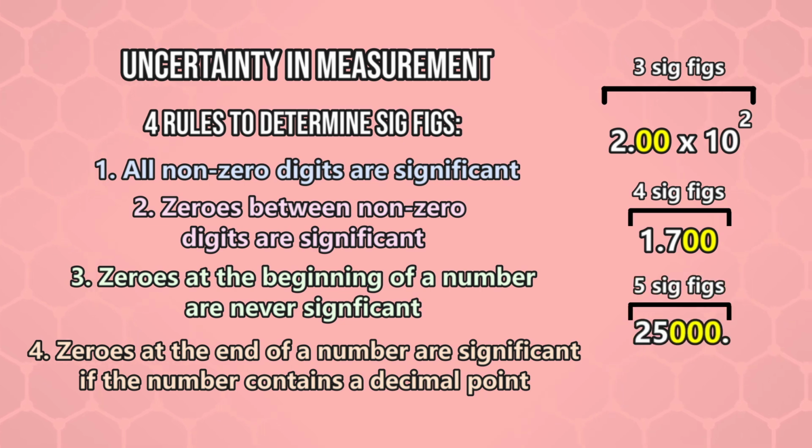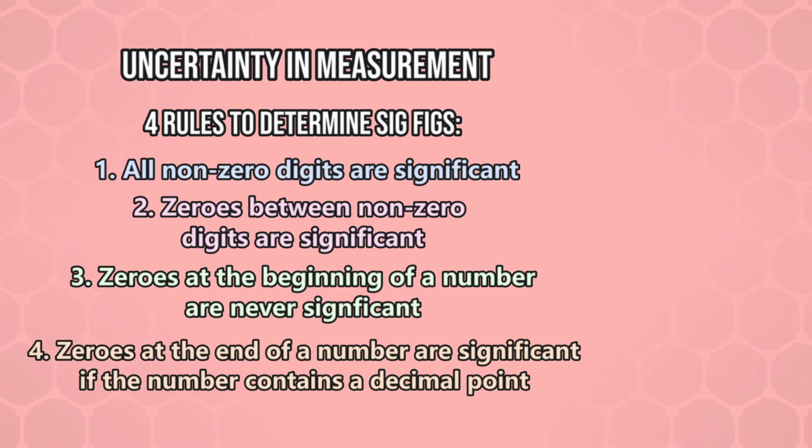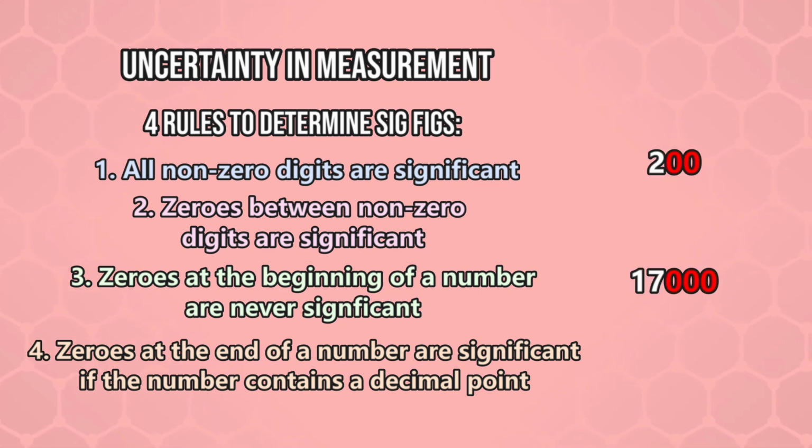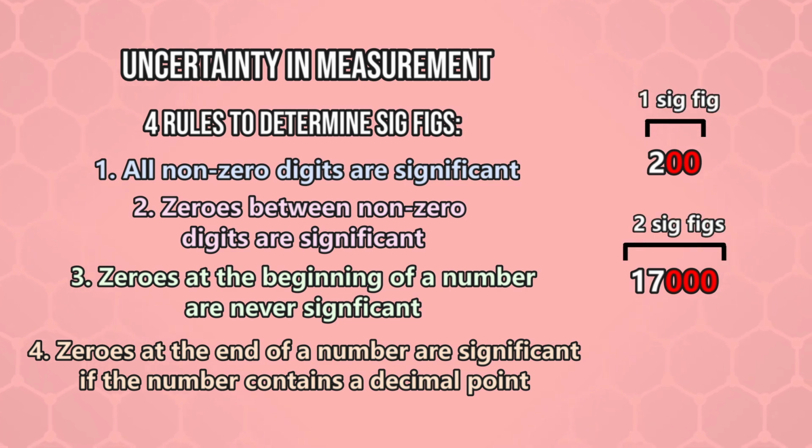You may also see numbers like this as well, and technically these zeros are significant, but you should always report your numbers in scientific notation rather than reporting it like this. Likewise, zeros at the end of a number without a decimal are not significant. So 217,000 would not have any significant zeros. 200 would only have 1 sig fig, and 17,000 would only have 2 sig figs.